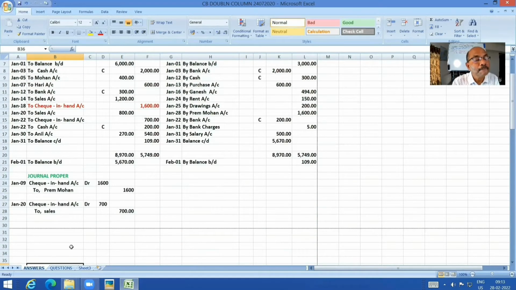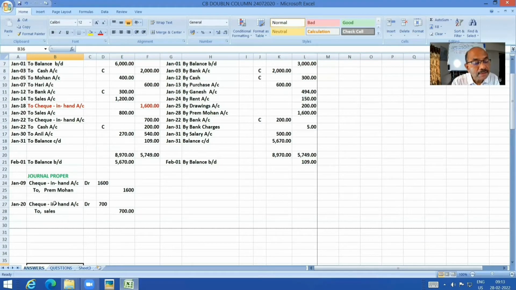So what happens now that I have to show this to the extent of cash in the cash column? Yes, I have shown it to sales 800 as far as cash is concerned. Okay.